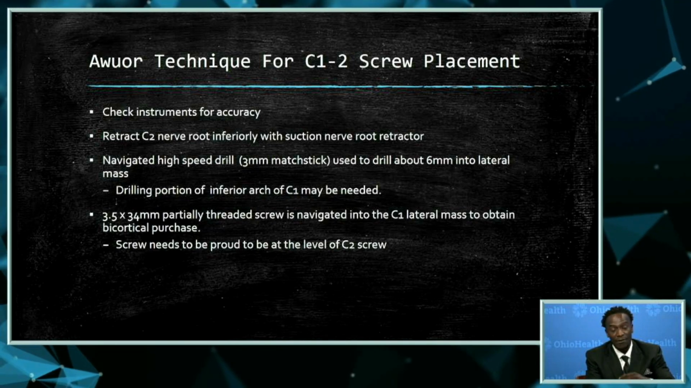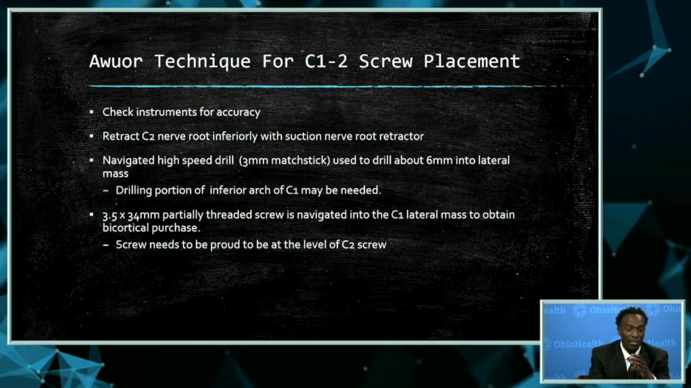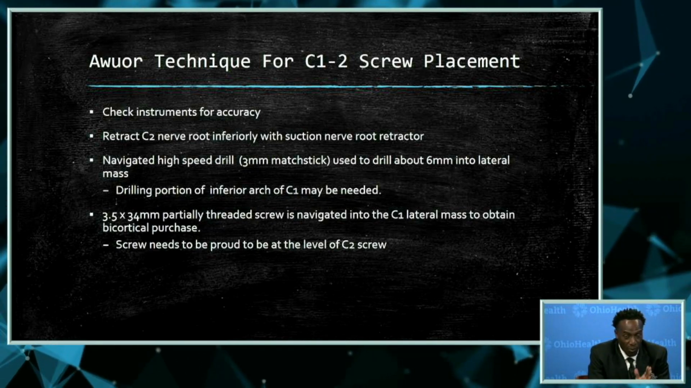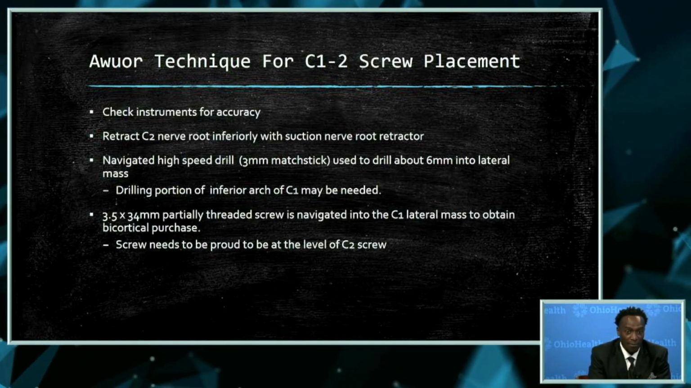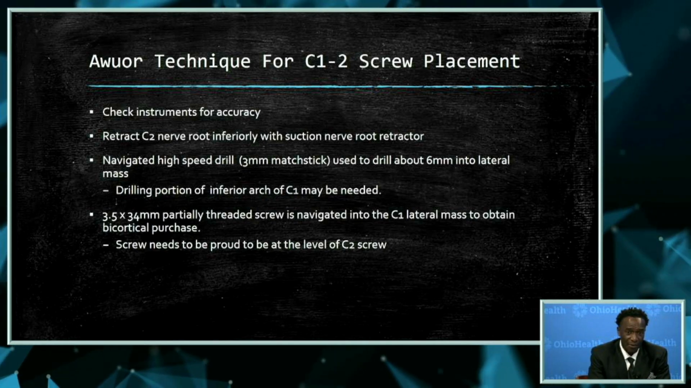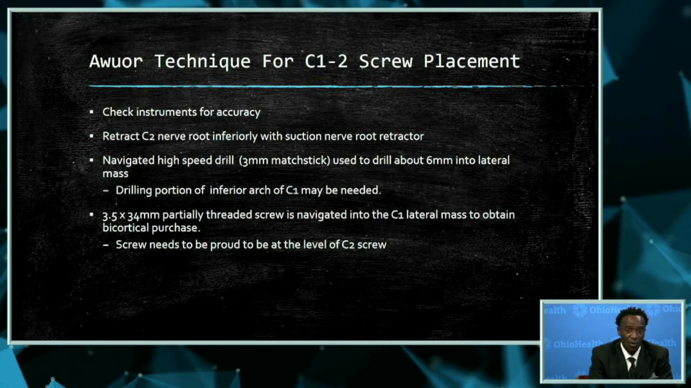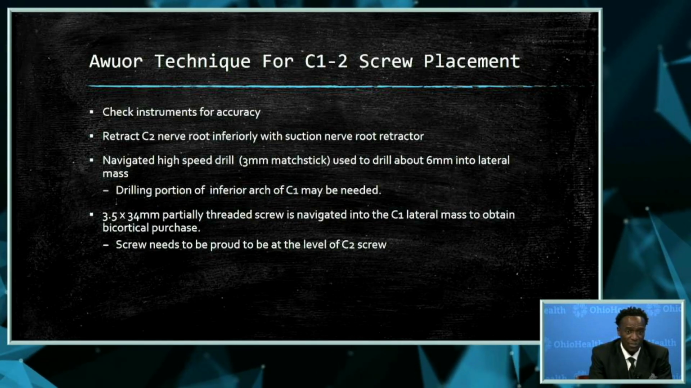Checking your instruments for accuracy is going to be key to making sure that everything is on point as far as accuracy and making sure that you don't harm the patient. We then retract the C2 nerve inferiorly with a suction nerve retractor.